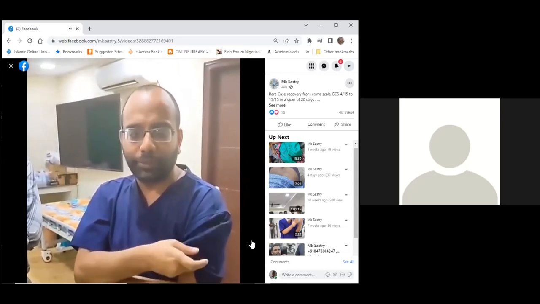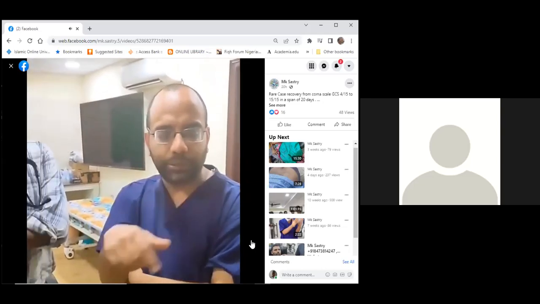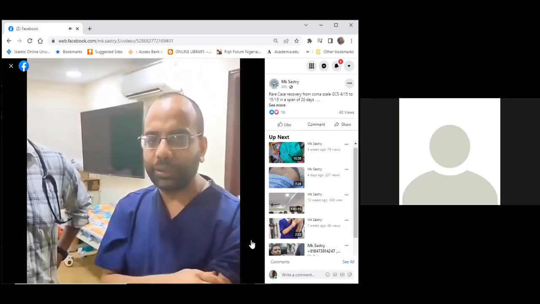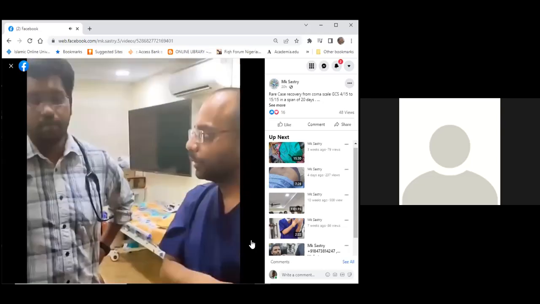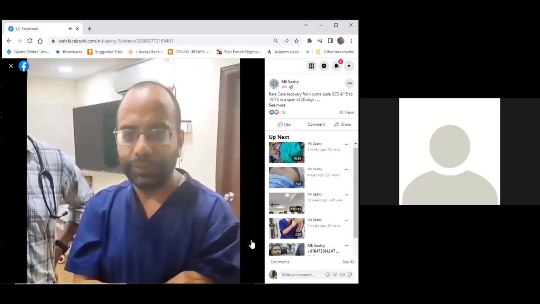He was treating the patient both in the lotus and ear, and every day he was on observation. Treatment was done by our team, and we jointly treated the patient, and we found that the patient has recovered in just 20 days, a very significant level. Today the Glasgow Coma Scale is 15 out of 15.